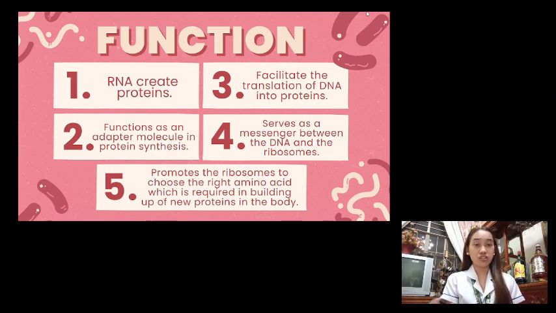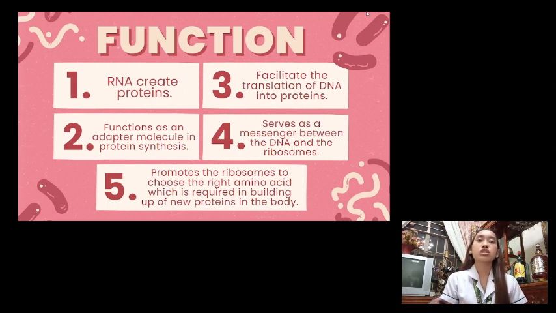The first function of RNA is that RNA creates a protein. It is the primary role of RNA. Number two, it functions as an adapter molecule in protein synthesis, serving as a link between the mRNA molecule and the growing chain of amino acids to make a protein. Number three, it facilitates the translation of DNA into proteins, wherein mRNA carries the message out of the nucleus to the ribosomes located in the cytoplasm, where the transfer RNA helps to translate the message to make a protein.